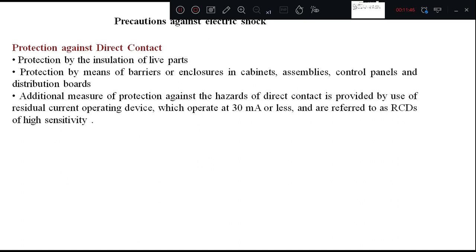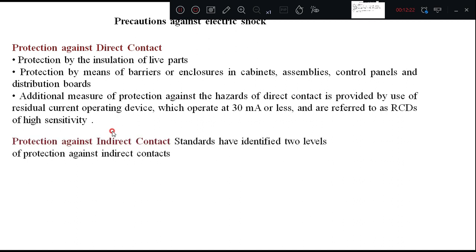And an additional measure of protection against the hazards of direct contact is provided by use of a special device called a residual current operating device, which operates at 30 milliamperes or less. It is called an RCD of high sensitivity, so that if the current exceeds 30 milliamperes, it definitely protects against direct live contact with the electrical circuit. This is the precaution against the live wire.